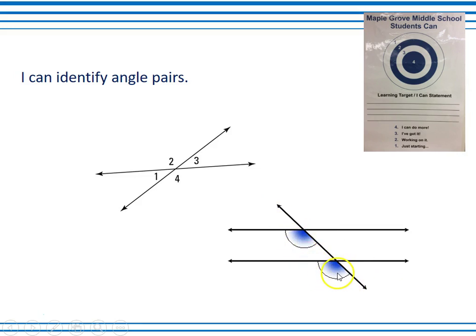These two angle pairs go together. These two angle pairs go together. There's an angle pair here that goes with this. And then there's also an angle pair here that goes with this.